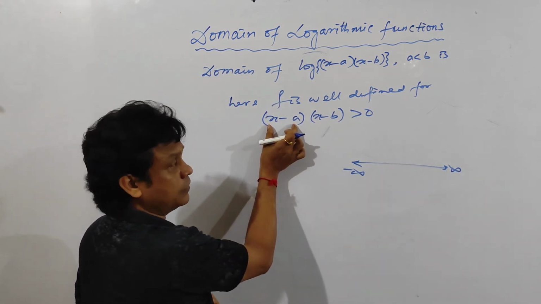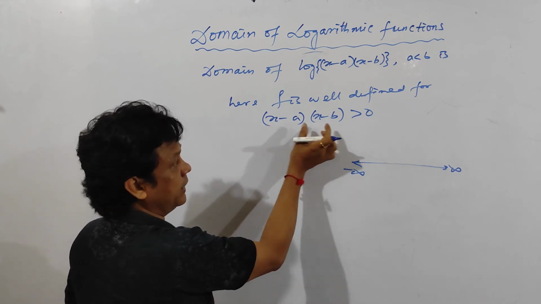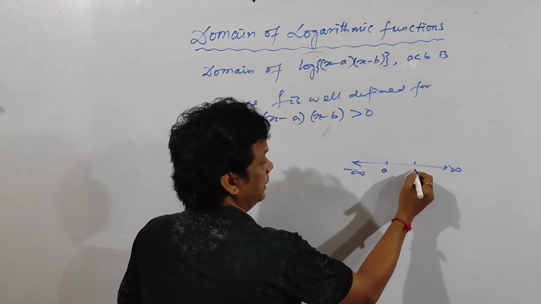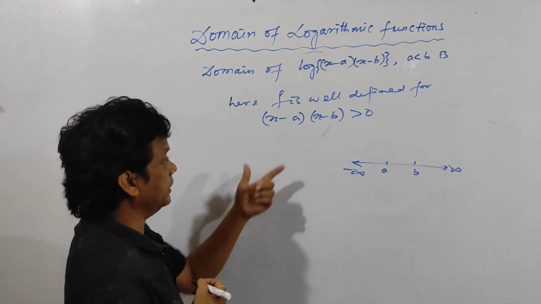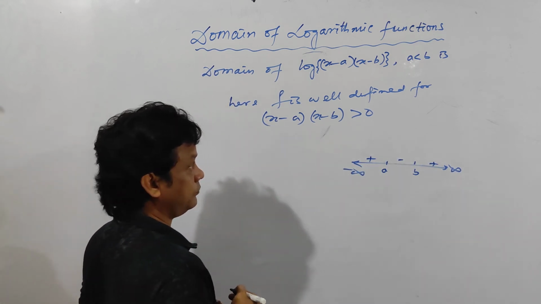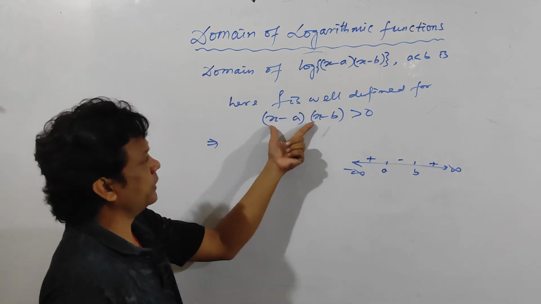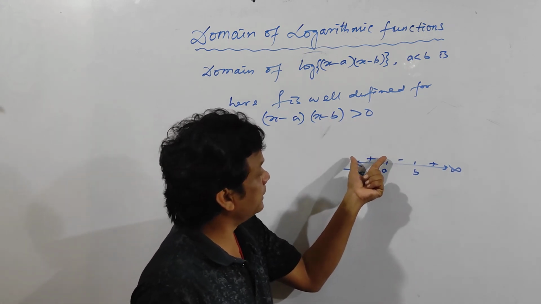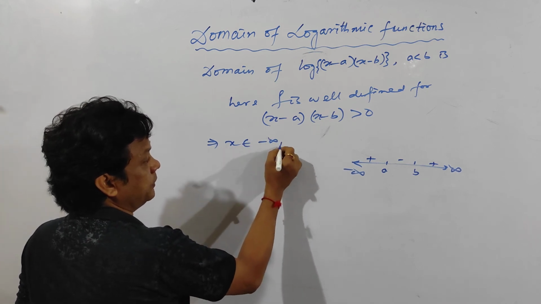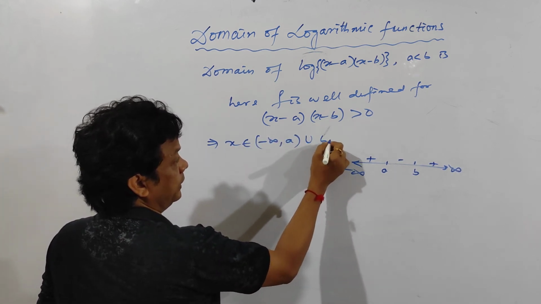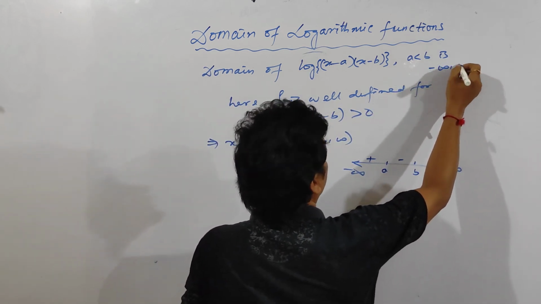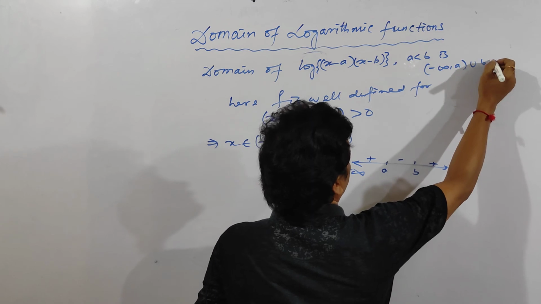X minus a equal to 0 means x equal to a. That means the critical points are x equal to a and x equal to b, and a is less than b. So you should write a on the left hand side and b on the right hand side. And the sign of x square is positive. So positive, negative, positive. And your requirement is positive. That means in this interval or in this interval. Or means union. X belongs to minus infinity to a, union b to infinity. So this is the domain.